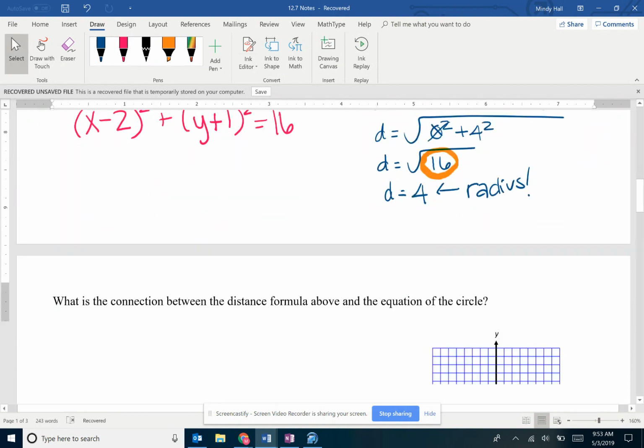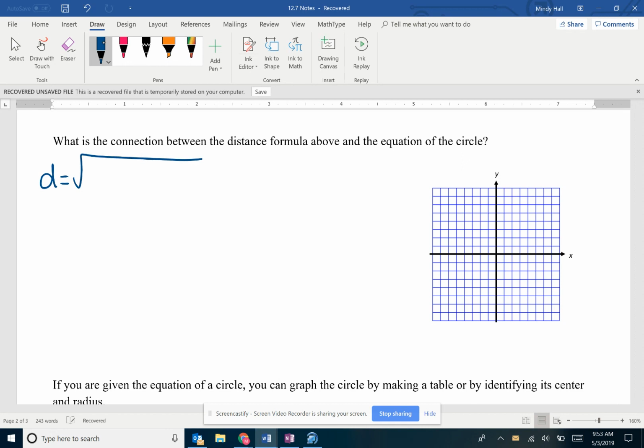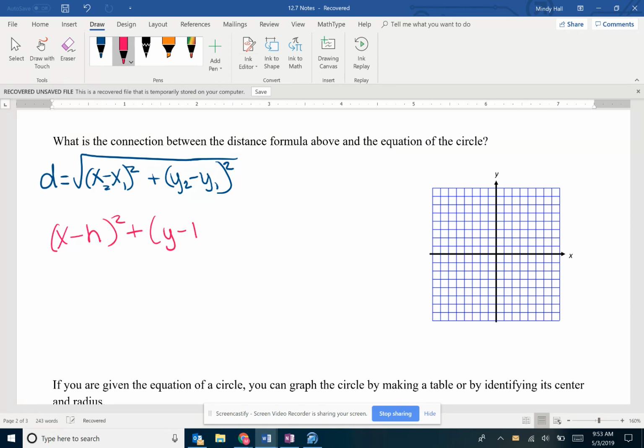So, looking at this, we want to know what is the connection between the distance formula and the equation of a circle. And if you think about it, I'm going to write them both. Distance is the square root of (x2 - x1)^2 + (y2 - y1)^2. And the formula for a circle is (x - h)^2 + (y - k)^2 = r^2.